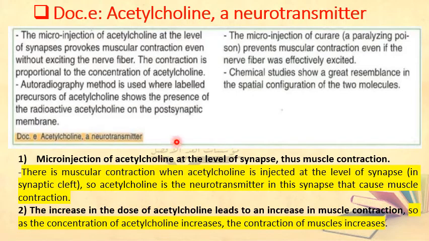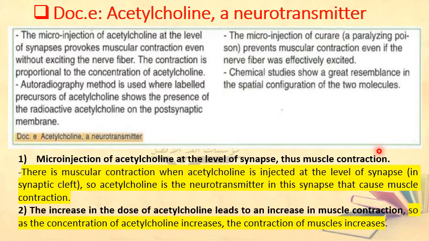They are telling you that when they inject it, when they add it, what do I mean by at the level of synapse? If I asked you, at the level of synapse, where is it injected? At the level of synapse, it means in the synaptic cleft, okay? It is the space between the presynaptic neuron and the postsynaptic neuron. So when they tell you at the level of synapse, we mean by it the synaptic cleft. So when they injected acetylcholine in the synaptic cleft, there was muscular contraction.